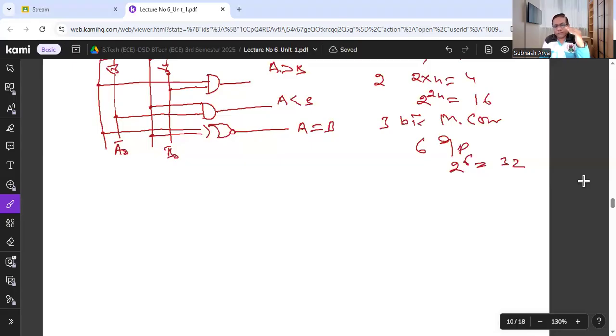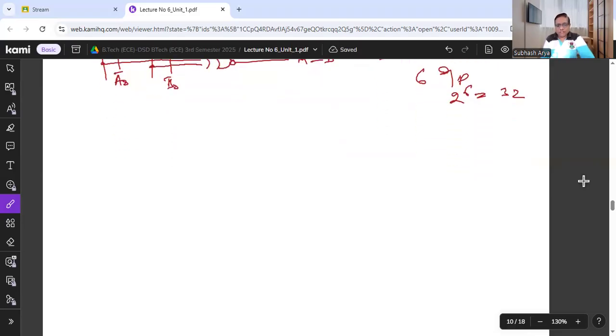After observing that there is some repeated pattern, based on that, we can design a magnitude comparator circuit for any number of inputs. So let us see how it is going on.